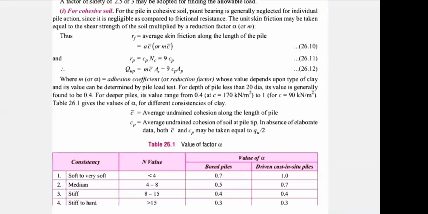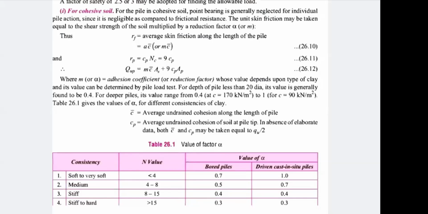Okay, so Q_UP is nothing but α C̄ A_S plus 9 C_P A_P, where α is nothing but the adhesion coefficient or reduction factor. Alpha is a reduction factor whose value depends upon the clayey soil pile load test. For a depth of pile less than 20 diameters, its value is generally found to be 0.4, and for a deeper pile, the value ranges from 0.4 to 1. So this generally depends upon your depth of pile.